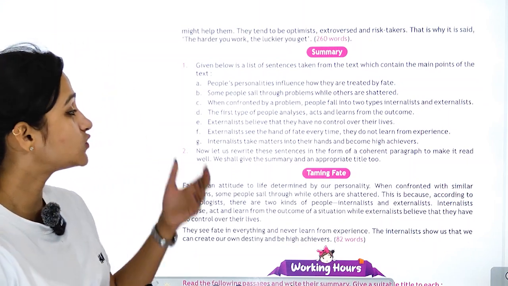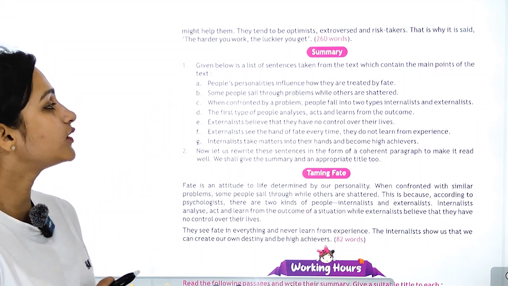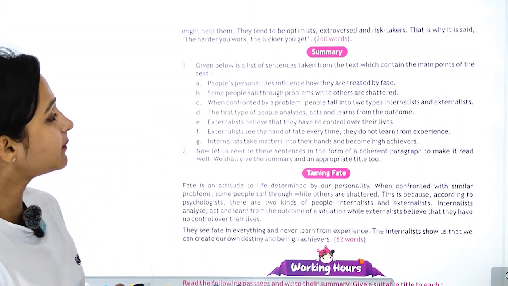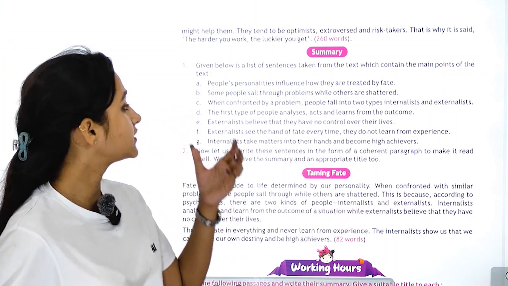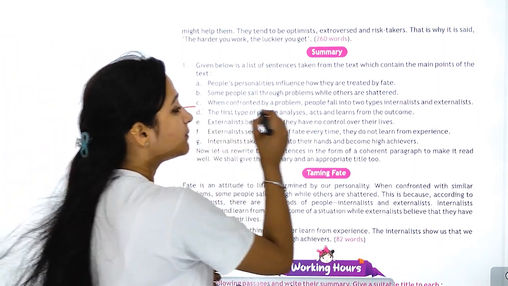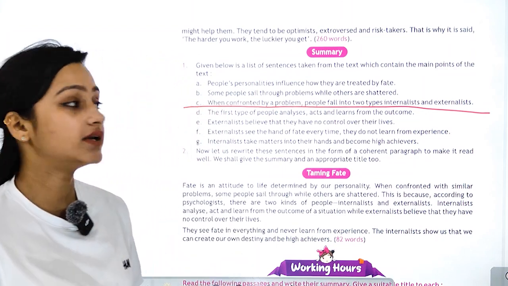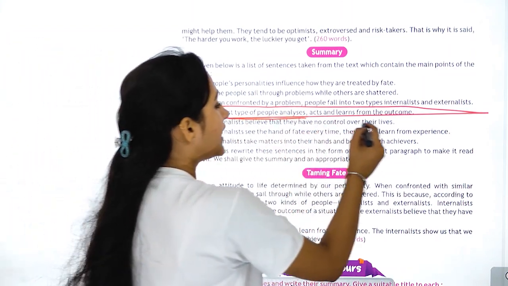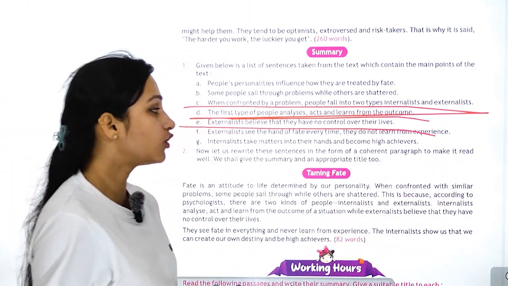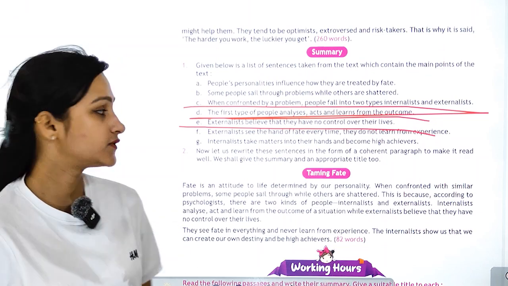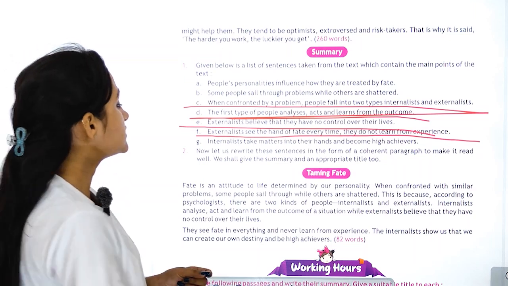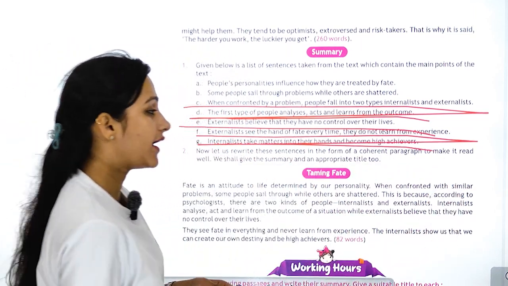This is just 260 words and you have to summarize it. You can summarize like this. Given below is a list of sentences from the text which contain the main points. Here पे main points हैं like people's personalities influence how they are treated by fate. Some people sail through problems while others are shattered. When confronted by problems, people fall into two types: internalists and externalists. The first type of people analyze and learn from the outcome. Externalist people have no control over their lives. Externalists see the hand of fate every time. They do not learn from experience. Internalists take matters into their hands and become high achievers.